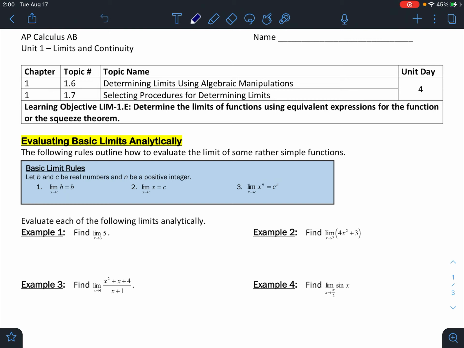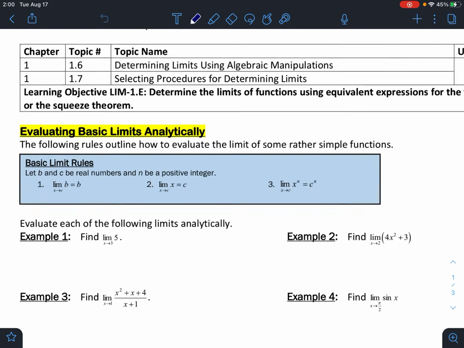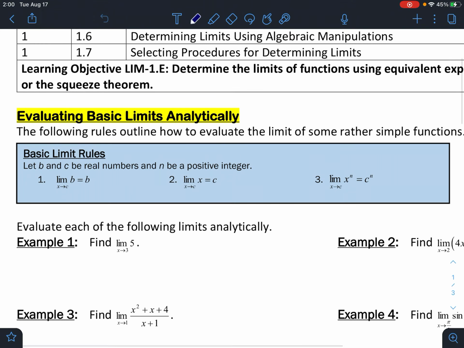We're going to talk about two topics: determining limits using algebraic manipulations, and then selecting procedures for determining limits. Mostly just the first one though, determining limits using algebraic manipulation. Okay, so a couple basic rules to start out with today. We have basic limit rules.